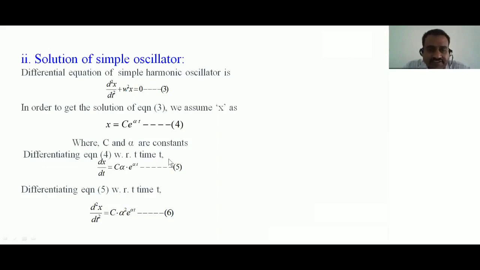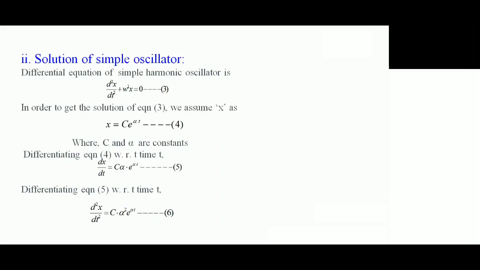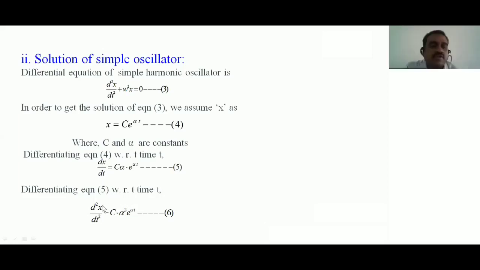Differentiating equation 4 with respect to t, dx by dt: c is constant as it is, and the derivative of e to the power alpha t is alpha e to the power alpha t, so we get c alpha e to the power alpha t. This is equation number 5. New students, up to here, if you have any doubt, please ask me. Anyone? It's okay.